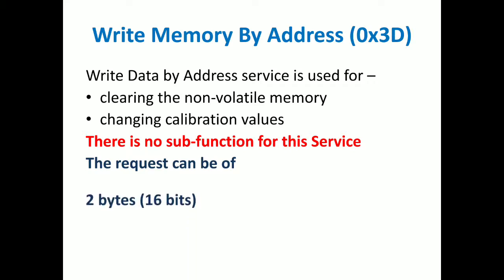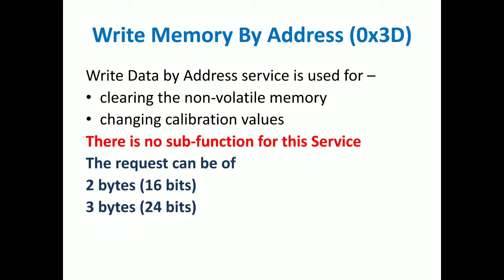The request can be 2 bytes of data, 3 bytes of data, or a maximum of 4 bytes of data, that is 16 bits, 24 bits and 32 bits respectively. You have to keep this in mind while writing the code or testing with the data. These are the three possible sizes that you can write.